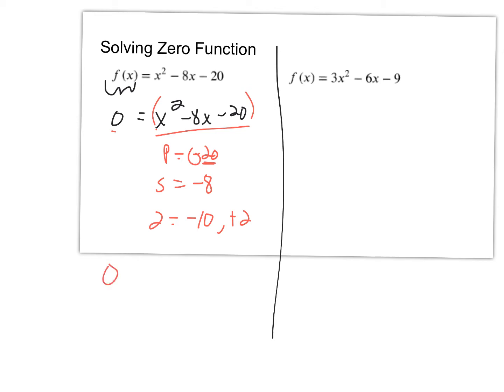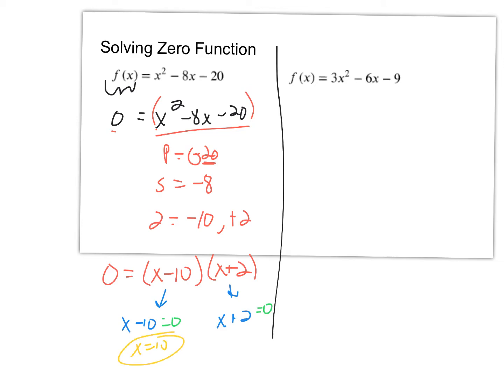Okay, so we're going to have 0 equaling x minus 10, x plus 2. And now we solve. Pull the pieces apart. Set the pieces to 0. And solve them. So add 10. x is going to be 10. Minus the 2. x equals -2. And there's that one.